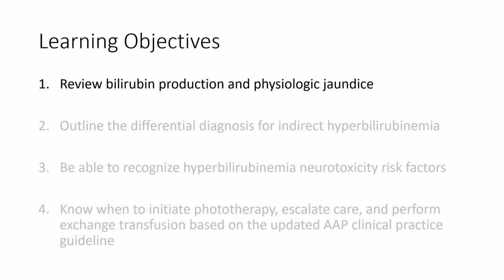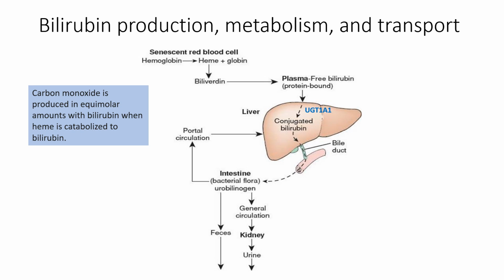Let's talk about bilirubin production and physiological jaundice. As everybody knows, destruction of red blood cells ends up as hemoglobin, or heme and globin. Heme will be converted to biliverdin. Each one equimolar amount of biliverdin will give you one carbon monoxide. This is the important concept. This is going to be a new technique, an indirect way to measure the rate of hemolysis, by measuring the end-tidal CO.